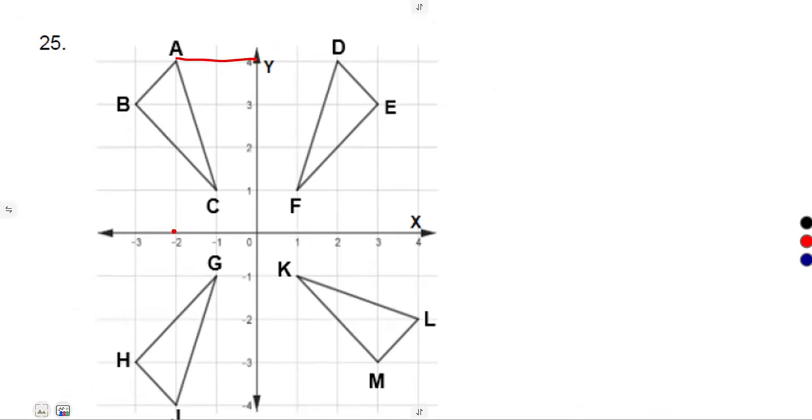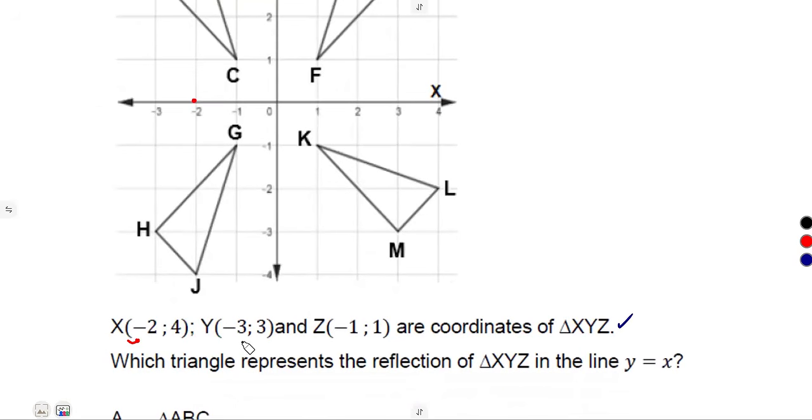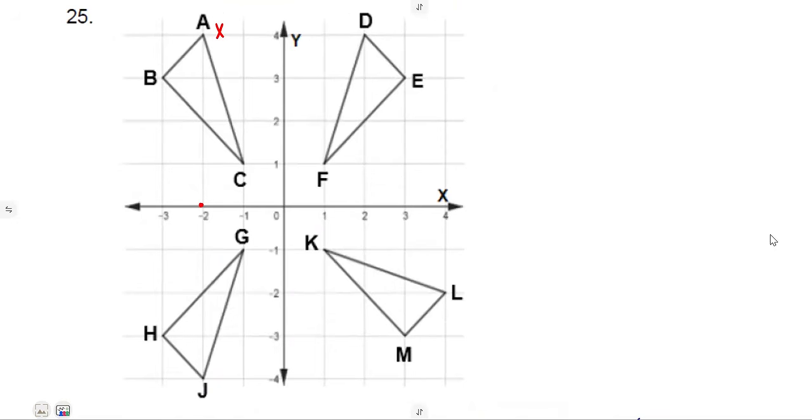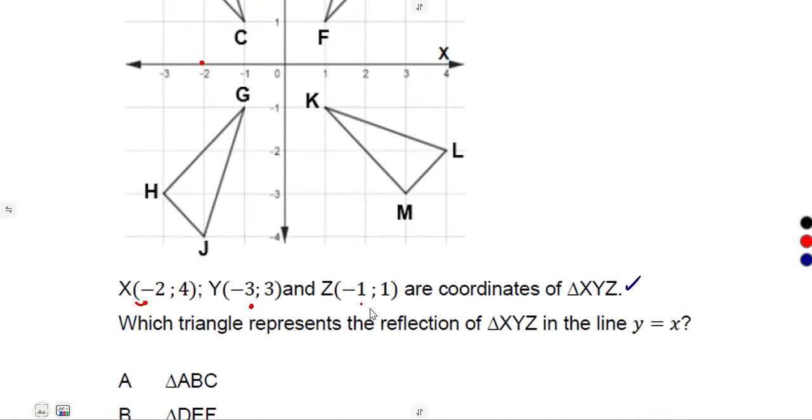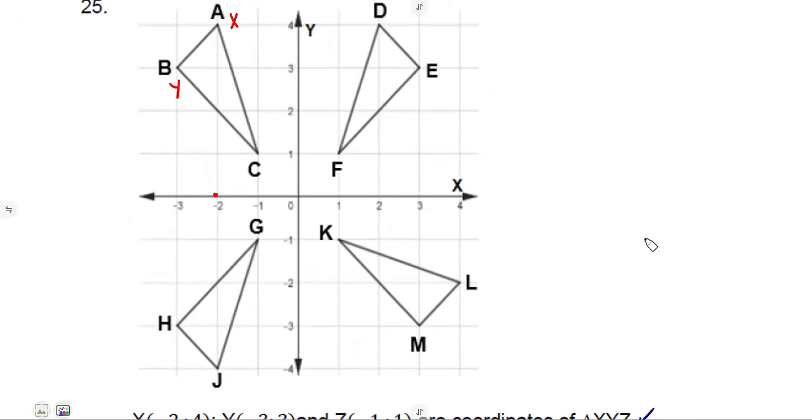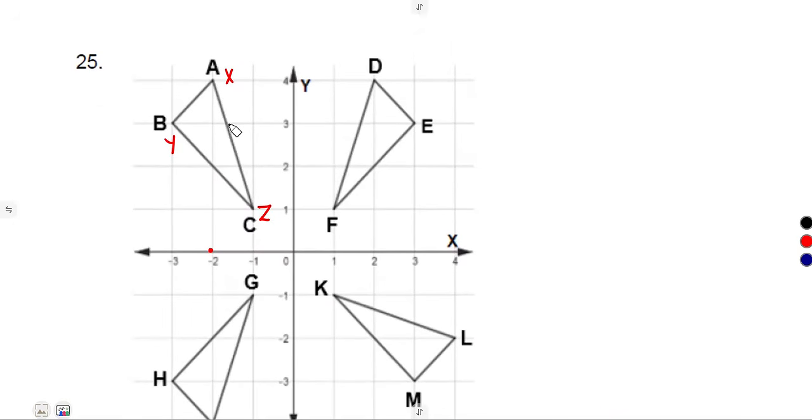There is another point there. Let's just put our Y. Y is -3 versus 3. X is -3 and Y is 3. It's at B. There's already another point, that's Y there. And Z is -1 versus 1. -1 on x, 1 on y. It's going to be where point C is. So our triangle XYZ is exactly where triangle ABC is. That is where it is found.